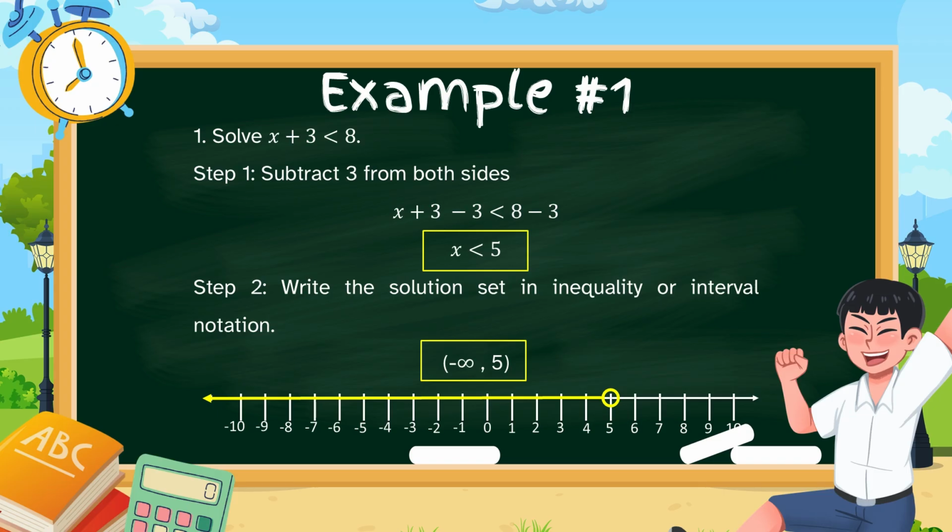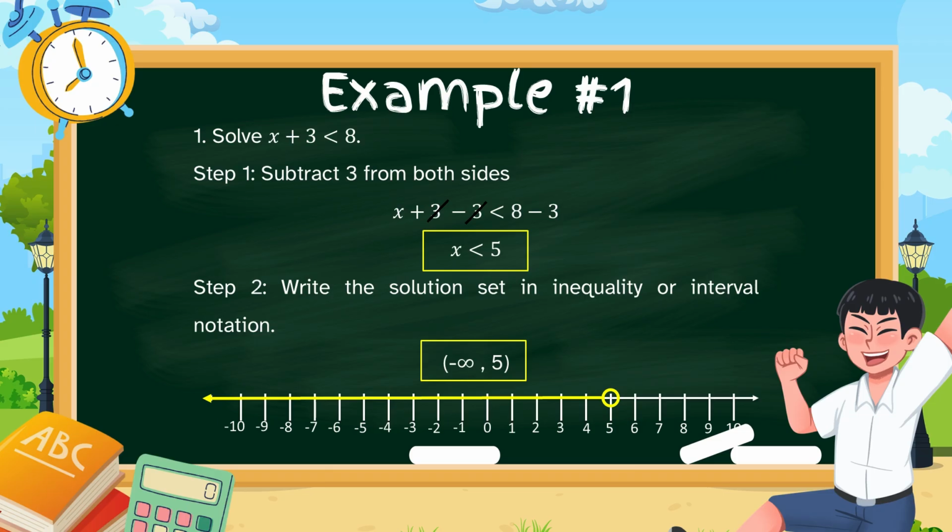Our problem is: solve x plus 3 less than 8. Remember, solving an inequality works almost exactly like solving an equation. Our goal is to isolate x on one side of the inequality symbol. We start with step 1. Subtract 3 from both sides. We take x plus 3 less than 8. We subtract 3 from both sides. The 3's cancel out on the left, and 8 minus 3 gives us 5 on the right. This leaves us with our solution in inequality form: x less than 5.